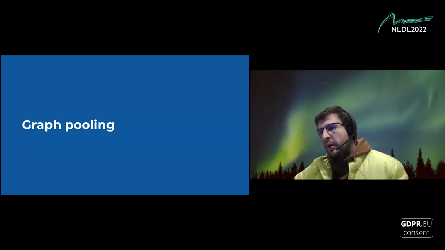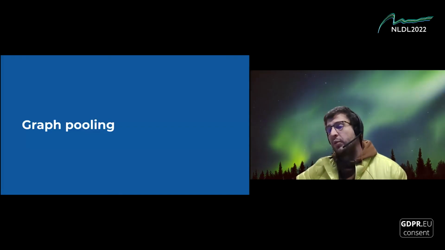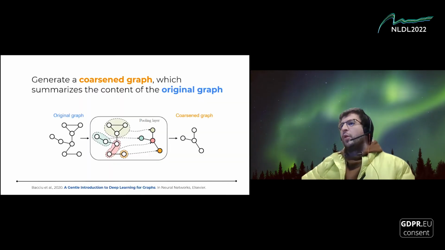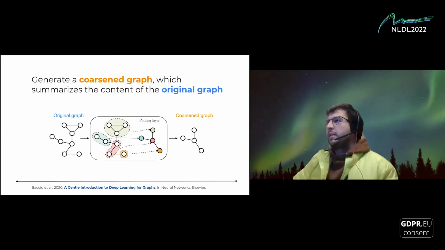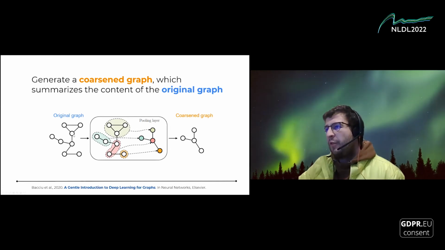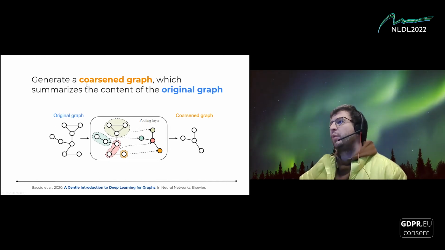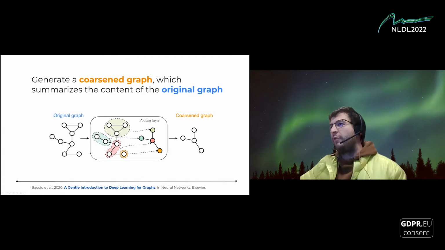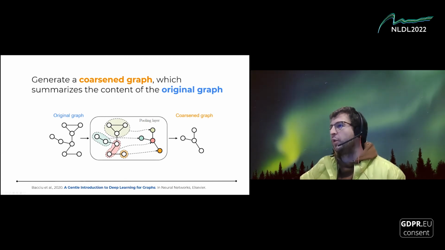The second important layer in graph neural networks is graph pooling. The idea of graph pooling is to start from the original graph here on the left and then generate a coarsened graph which somehow summarizes the content of the original graph.